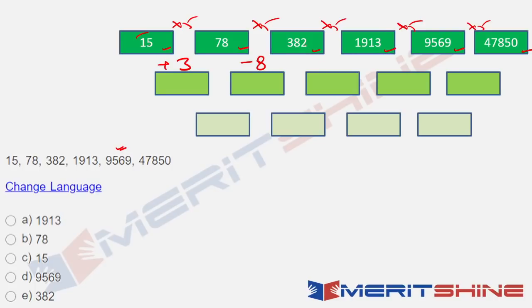382 into 5 will be what? 1910. This is plus 3. This is simple. 19 5s are 95 and 13 5s are 65, plus 4 here. And what is this number? 9 5s are 45, carry 4, 34, carry 3, 28, carry 2, 46, 47. So this is plus 5.